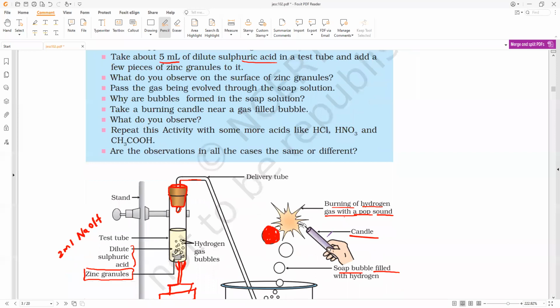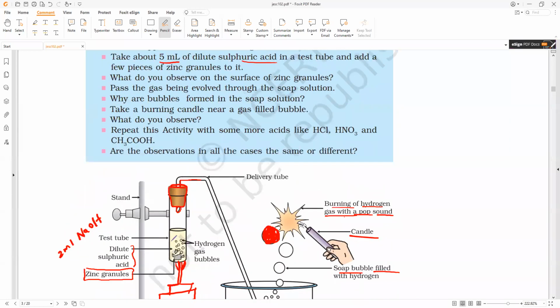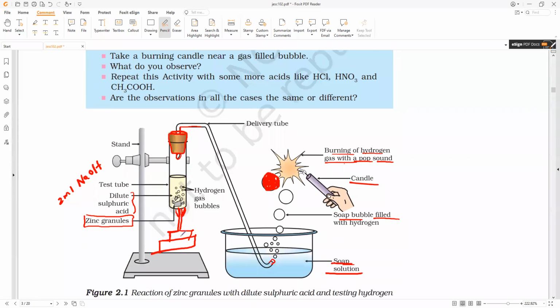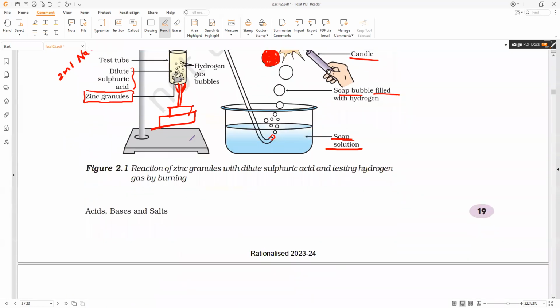What is happening, guys? The soap bubbles, if you bring the burning candle, will burn with a pop sound. And next, the zinc granules here itself we can notice turning into an aqueous solution. So it will form in the test tube itself. What will it form, everybody? Sodium zincate. Clear? So that is what you have to remember.